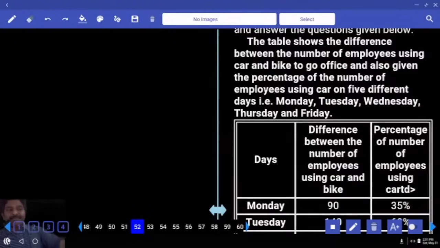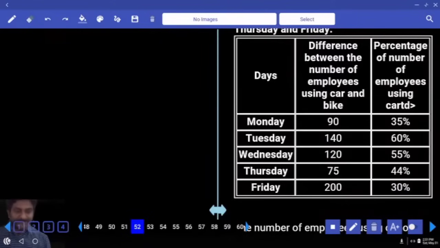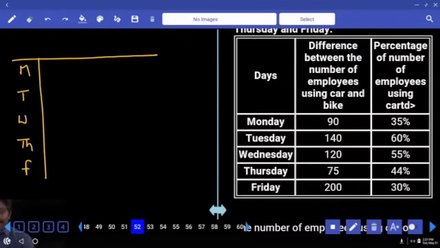Table shows the difference between the number of employees using car and bike to go to office, and also gives the percentage of number of employees using car on 5 different days: Monday, Tuesday, Wednesday, Thursday and Friday. Fine. You want me to discuss? Yes or no? First of all, let me calculate the total.